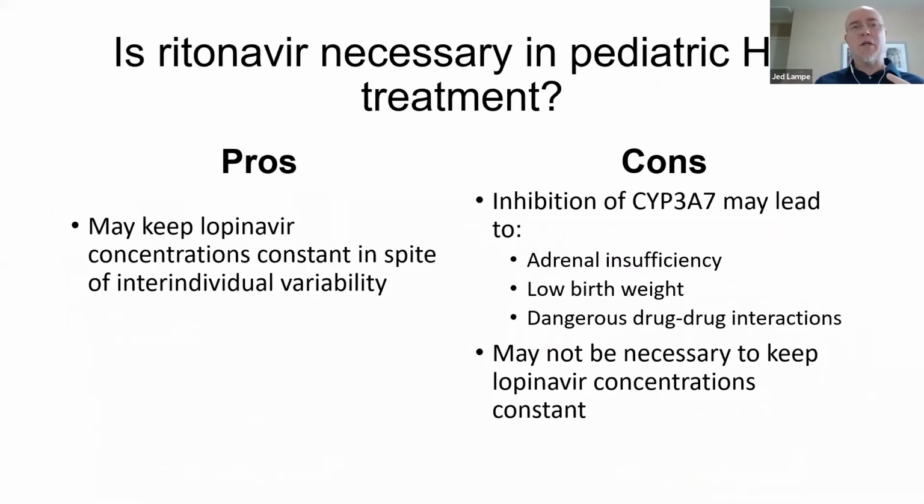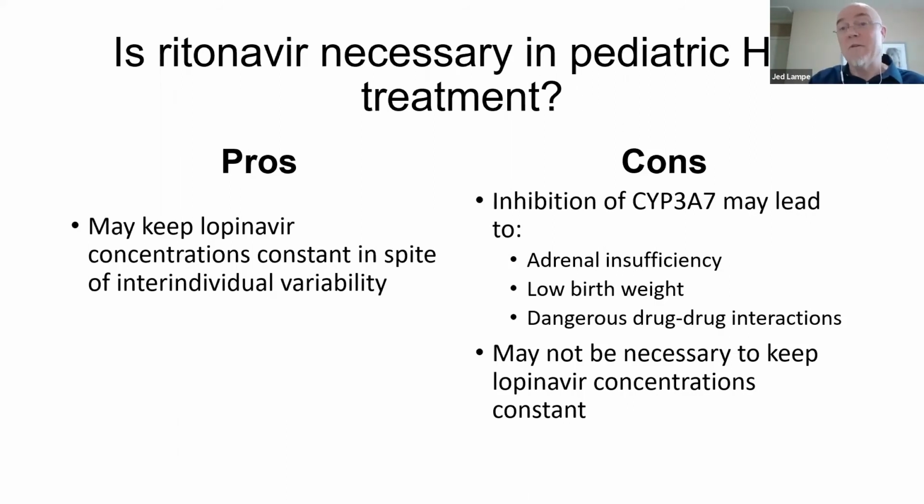So this really leads us to the question: is ritonavir necessary in pediatric HIV treatment to inhibit metabolism? What are the pros for that argument? Well, it could keep lopinavir concentrations constant in spite of inter-individual variability. People have mutations in these CYPs that may lead to faster or slower clearance. Now, not so much with 3A7, it's pretty much genetically homogeneous. We all have the same 3A7 here. But the other enzymes that are clearing it might be clearing it faster in some individuals and slower in others.